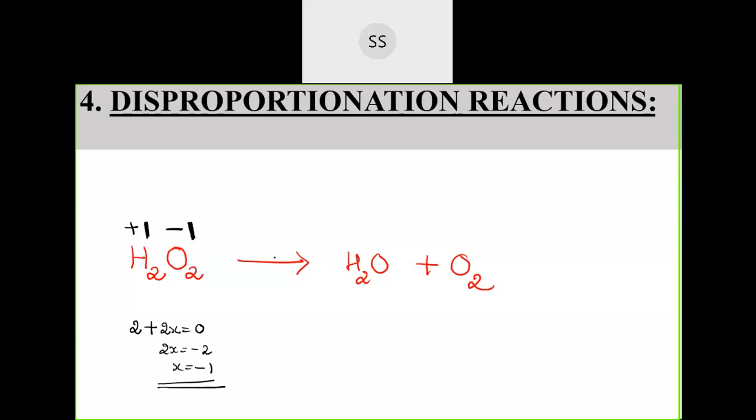Now after they have broken down to water and oxygen, calculate the oxidation state. Hydrogen is in +1 state itself, but oxygen in the water is in -2 state. Hydrogen is in +1 state, oxygen is in -2 state. What about this other oxygen? What is the oxidation state of this oxygen here? Yes, correct, 0.